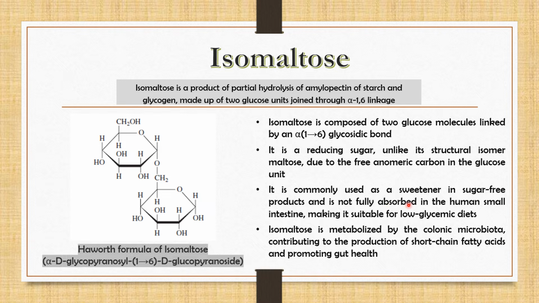It is commonly used as a sweetener in sugar-free products and is not fully absorbed in the human small intestine, making it suitable for low glycemic diets. Isomaltose is metabolized by the colonic microbiota, contributing to the production of short-chain fatty acids and promoting gut health.